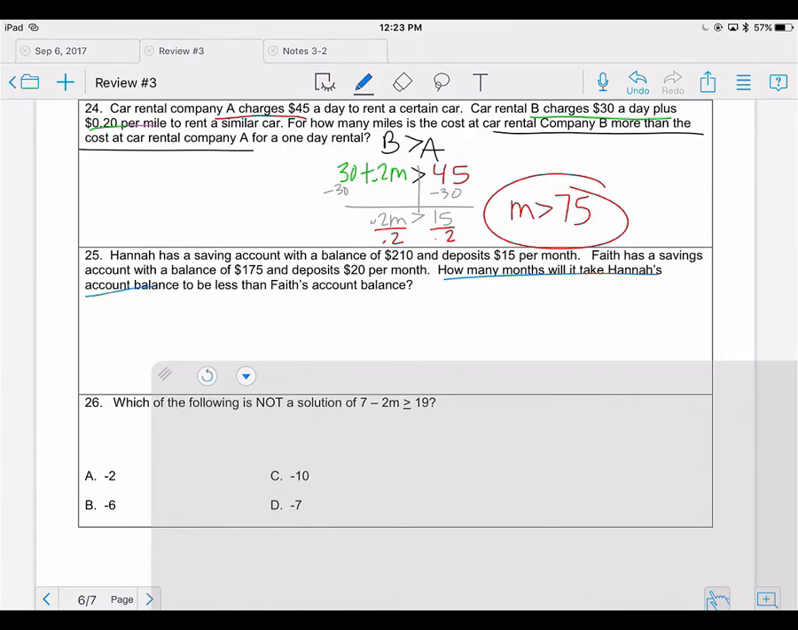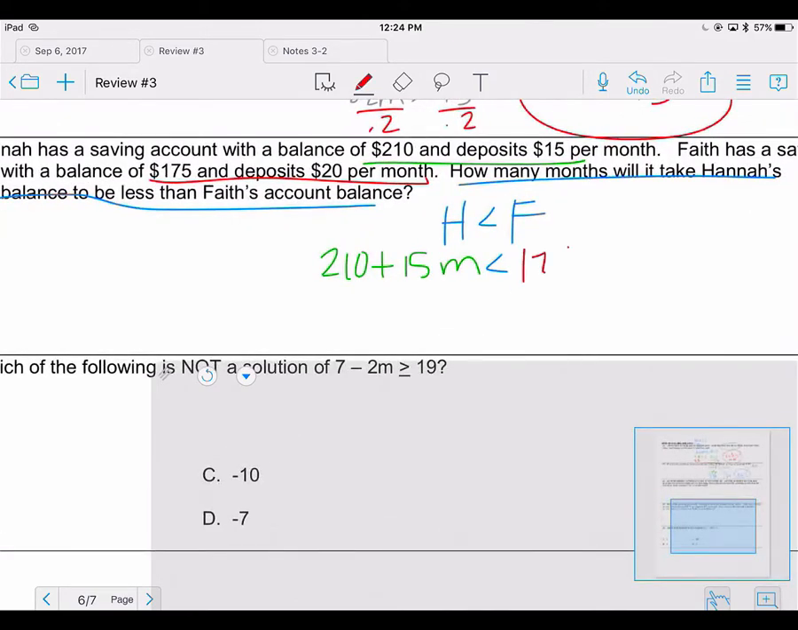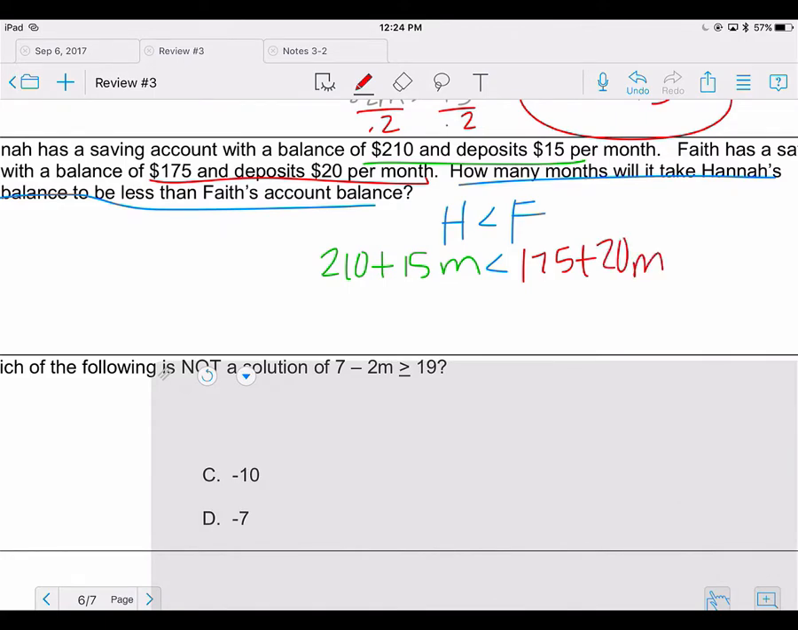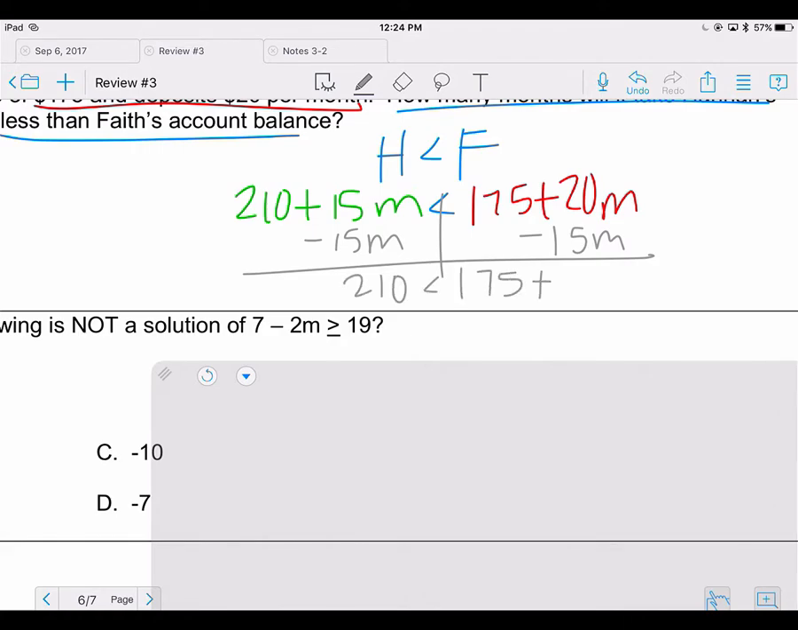25 wants to know where Hannah's account will be less than Faith's. Hannah is $210 already plus 15 a month. And then Faith is $175 plus 20 a month. In order to solve, I'm going to move my smaller variable first. So 210 plus 15m is less than 175 plus 20m.